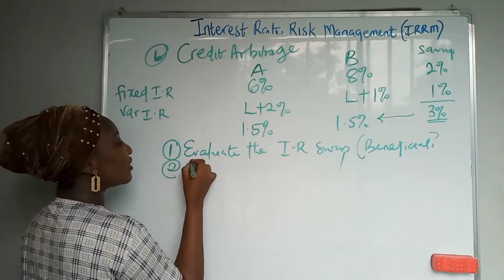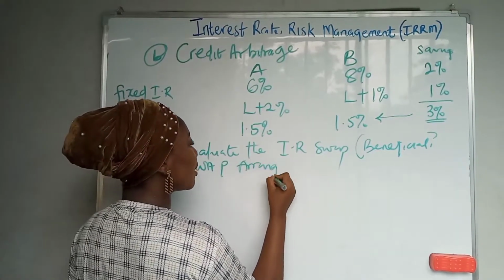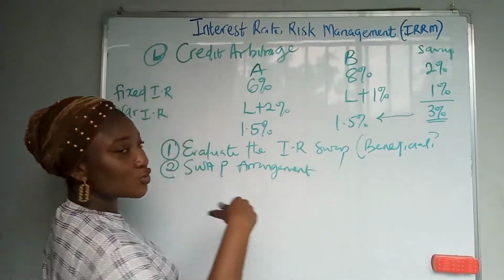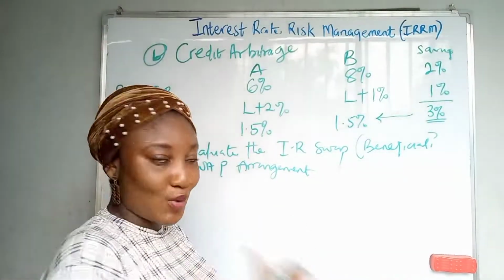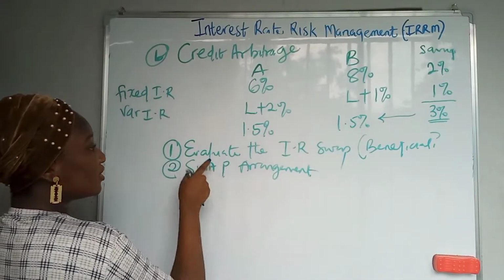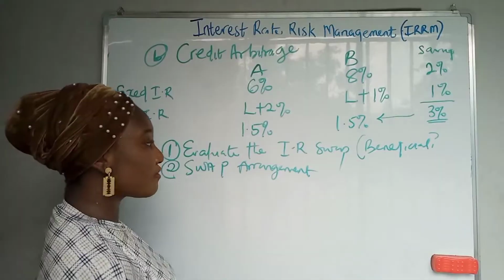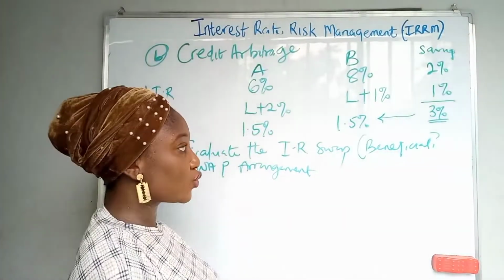Then secondly, what is now the arrangement? That is the swap arrangement. How do you want to arrange them? How do you want to swap it? How do you want to actualize the swapping, right? So in this situation, once you already know the benefits, which is what we've gotten, that okay, A will benefit at 1.5% and B will benefit at 1.5%.